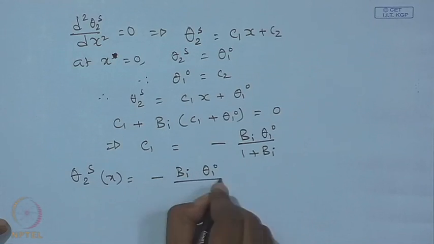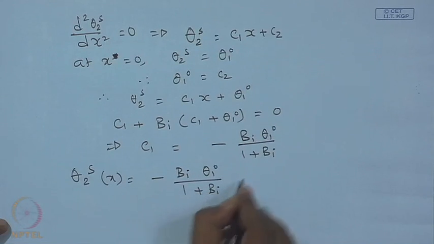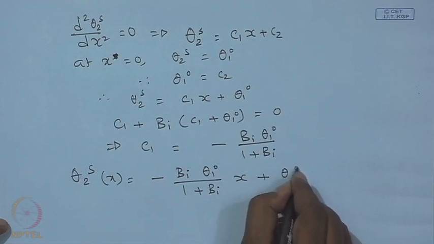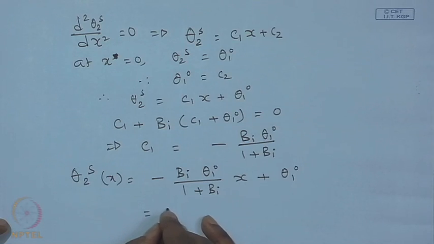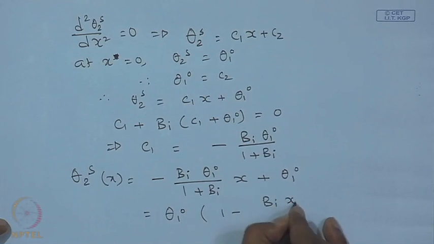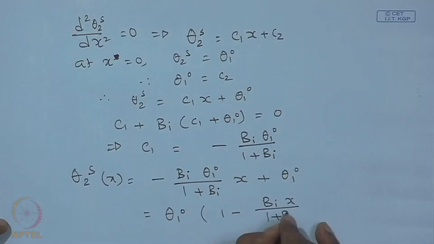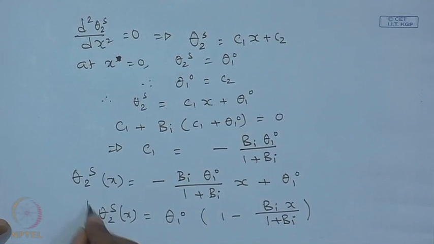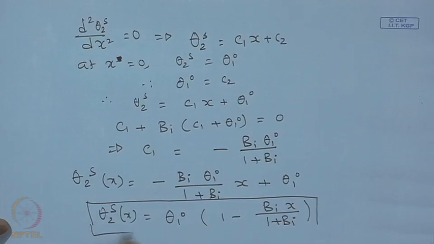theta 1 0 divided by 1 plus Bi times x plus c 2, which is nothing but theta 1 0. So, we have a solution theta 2 s equal to theta 1 0 times 1 minus Bi x divided by 1 plus Bi. So, that is the profile of the steady state solution theta 2 s as a function of x.